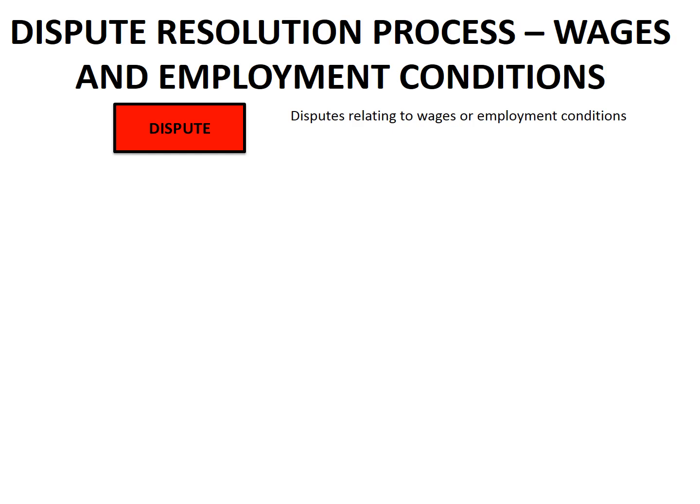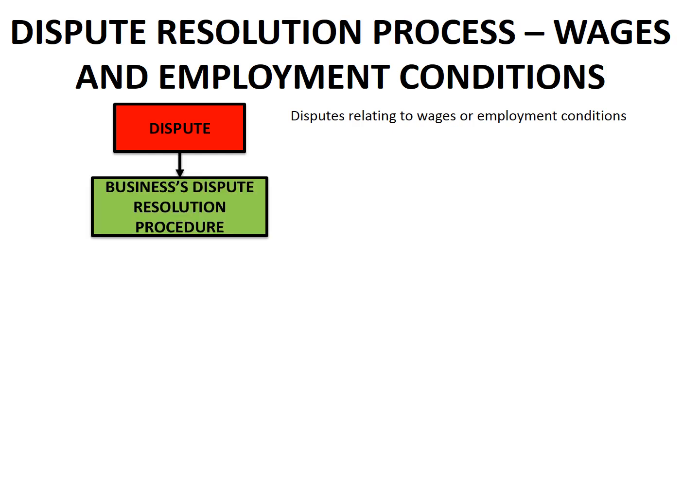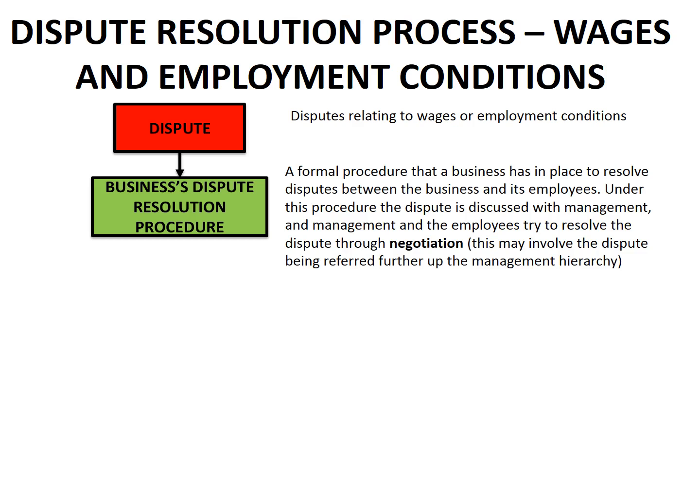Every business should have a dispute resolution procedure. A dispute resolution procedure is a formal procedure that a business has in place to resolve disputes between the business and its employees. Under the dispute resolution procedure, the dispute will be discussed between management on the one hand and the employees or their representatives, such as a trade union, on the other hand. And the purpose of this discussion is to try to resolve the dispute through negotiation.